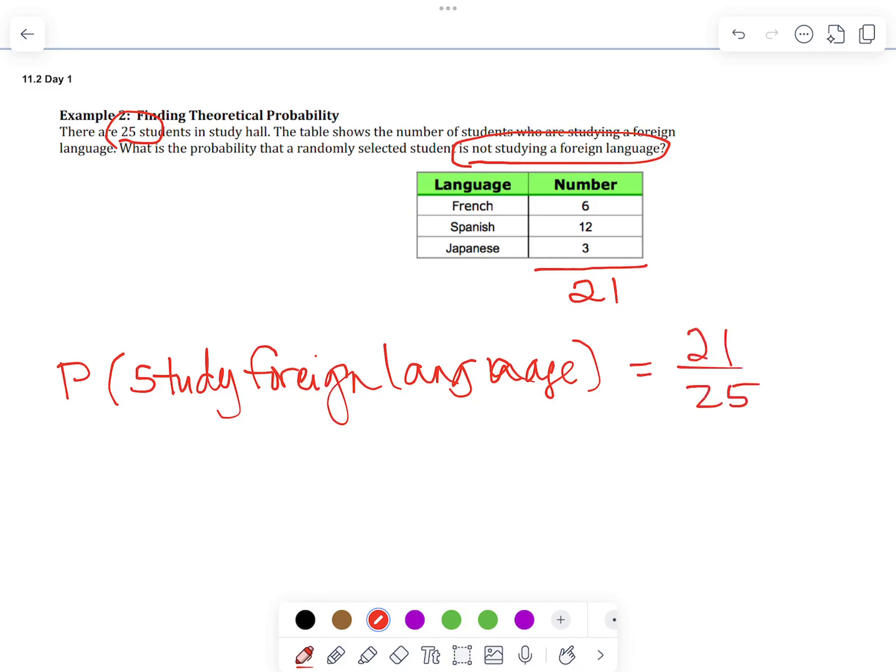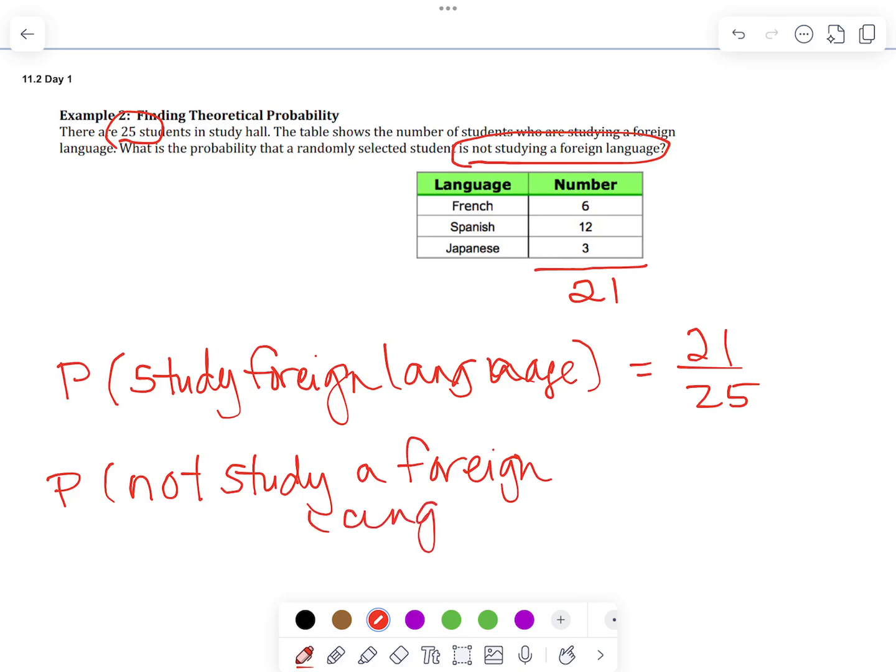So how many are not studying a foreign language? We could either use the complement rule and just subtract 1 minus 21/25ths, or count up how many students are not in the foreign language, which is 4 out of 25.